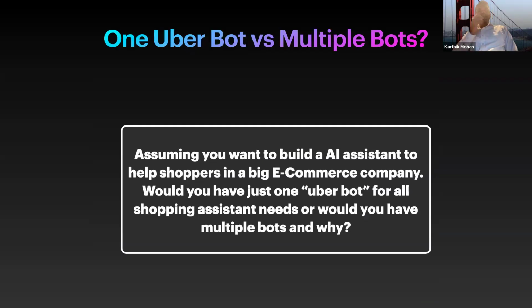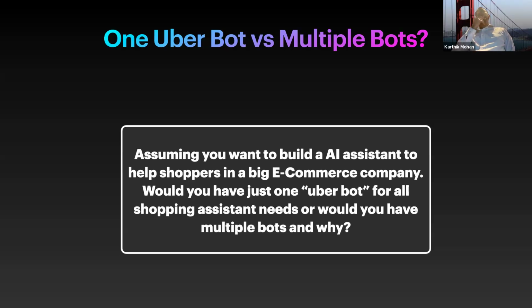So here's a question. Assuming you want to build an AI assistant to help shoppers in a big e-commerce company, would you just have one Uber bot for all shopping assistant needs, or would you have multiple bots, and why? Yeah. I would say you'd want a bunch of shopping assistants, first of all, because you need a bunch of them for different consumers, because you can't have one bot servicing everyone at once.